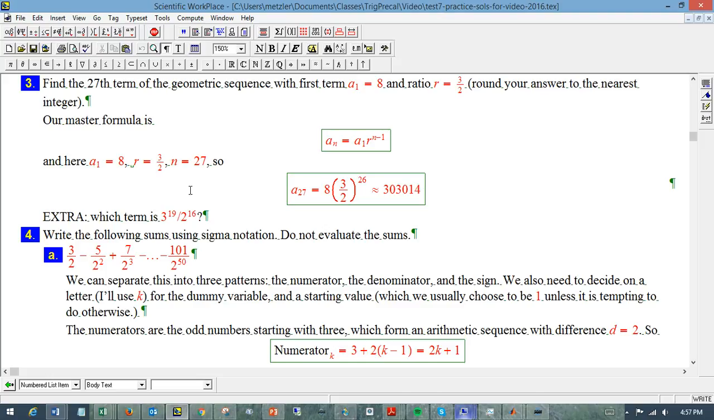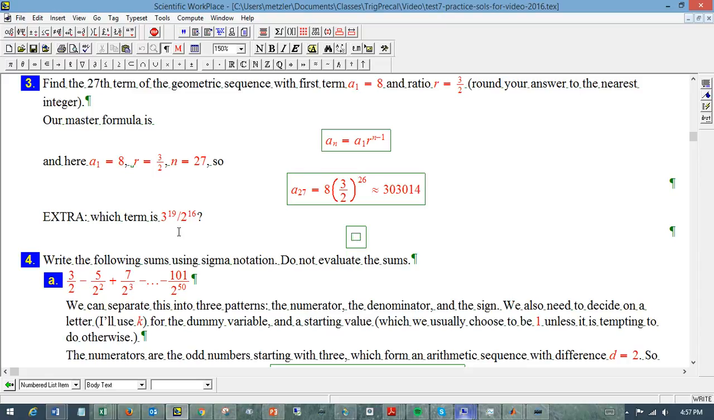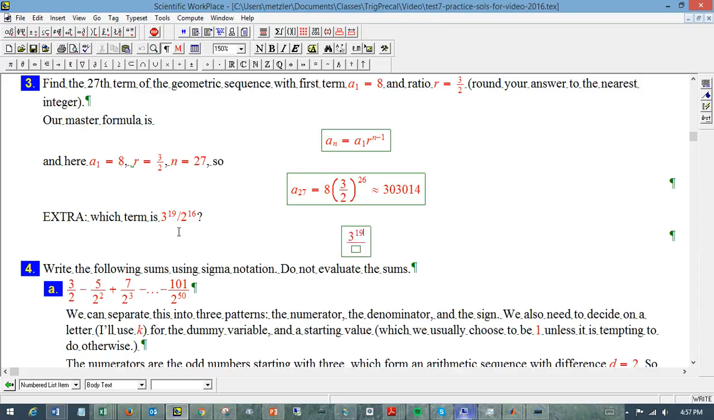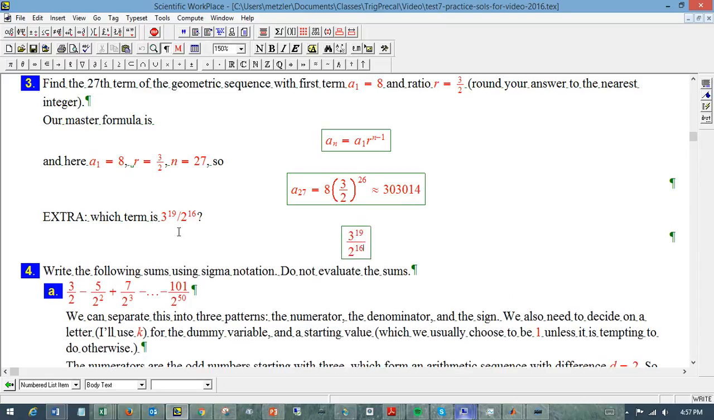Now here, this is supposed to be very straightforward, partly because I gave n. But what if I asked you a different question? In the same sequence with a1 equals 8 and ratio 3/2, I claim that there's a term of the form 3 to the 19th over 2 to the 16th. What's n for that? Which term is that? And this can be very useful and even pretty necessary if you're going to apply a summation formula to, say, the sum of everything from 8 up through this term. And so that's a very valuable skill.